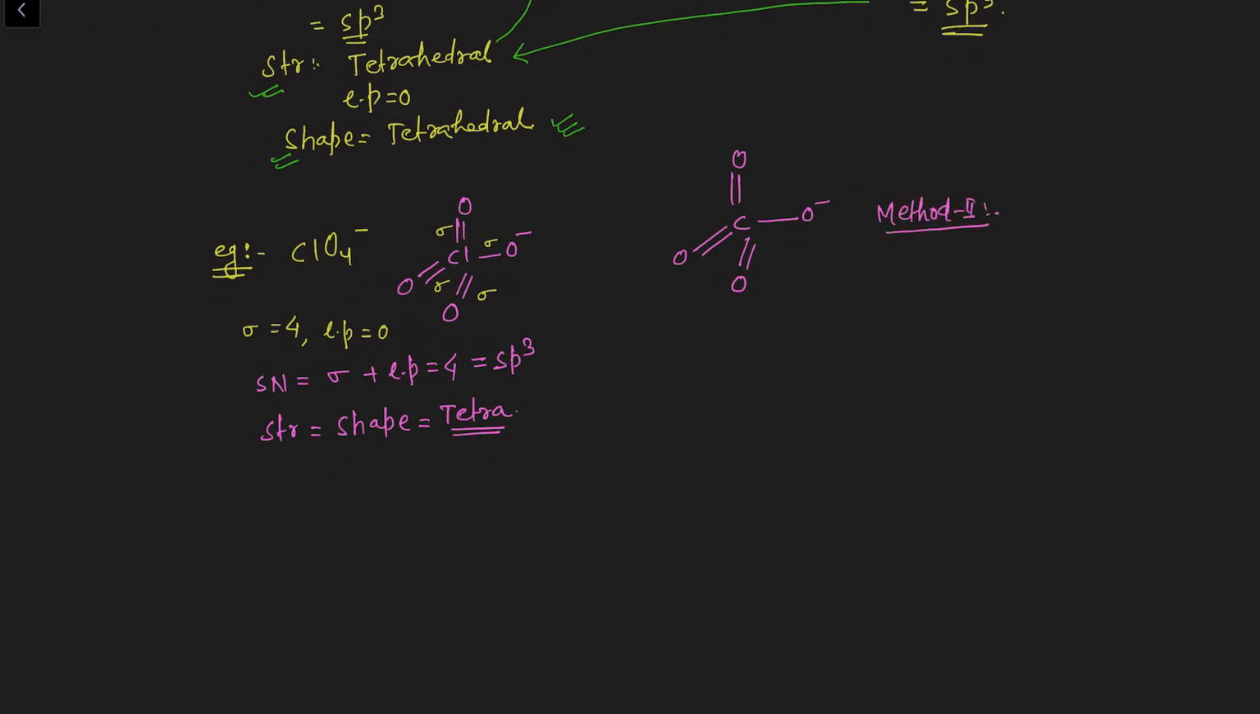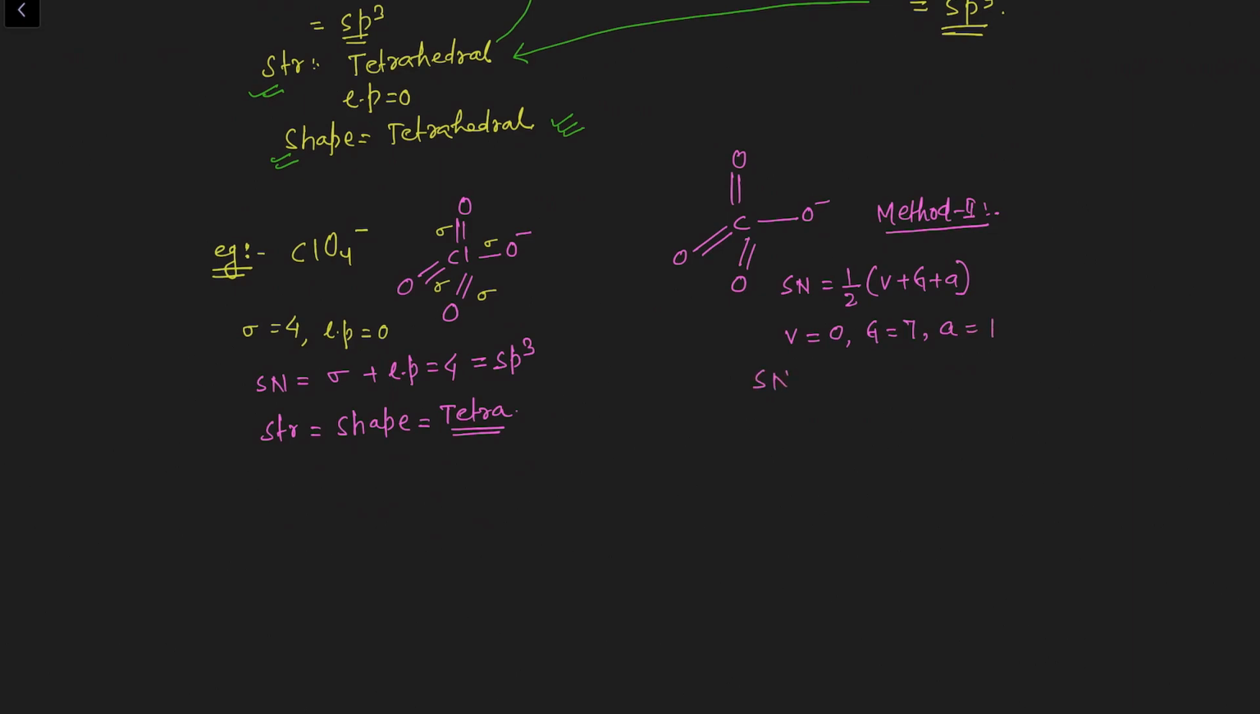Method number 2, this is an anion, so the steric number for the anion formula is half of V plus G plus A. So what is V? V is the monovalent atoms. All oxygens are divalent, so it will be 0. What is G? The valence electron of chlorine is 7. What is A? The number of negative charge is 1.